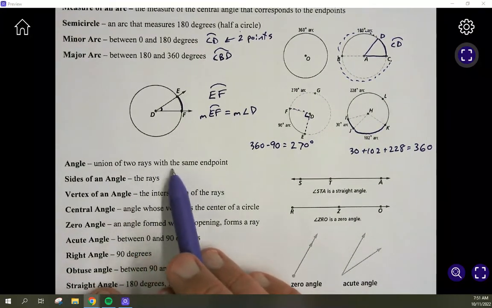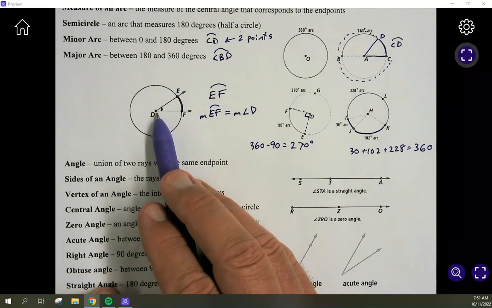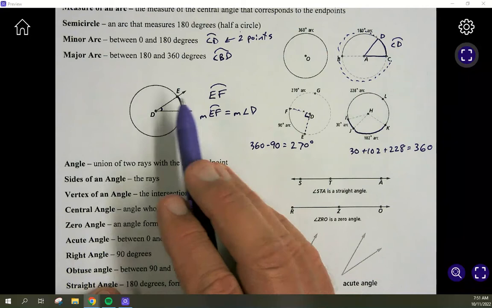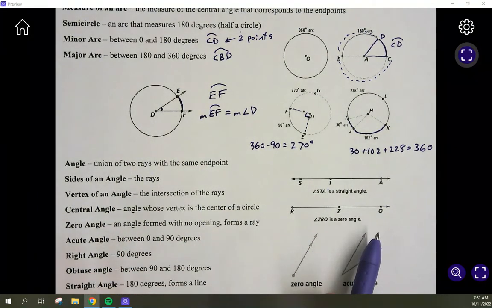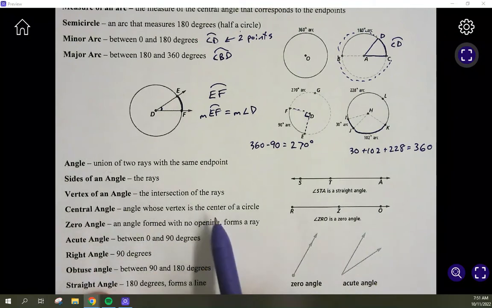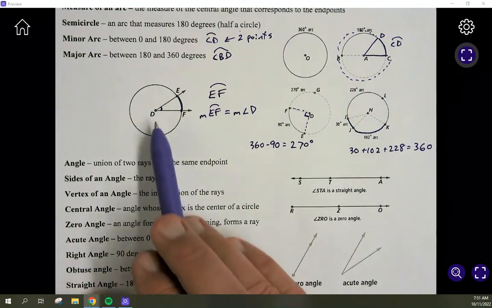It's the union of two rays with the same endpoint. So I've got ray DE, I've got ray DF. The union of them, all of this and all of this combined, create that angle. Two important parts of an angle are the sides and the vertex. The sides are actually just the rays, and then the vertex is the intersection of the rays.